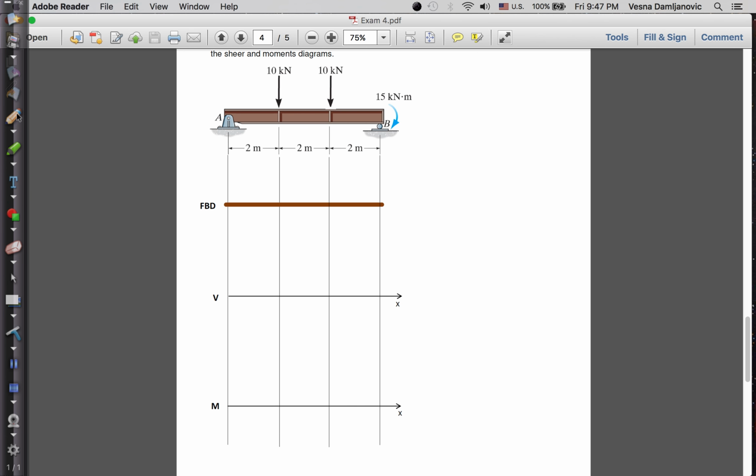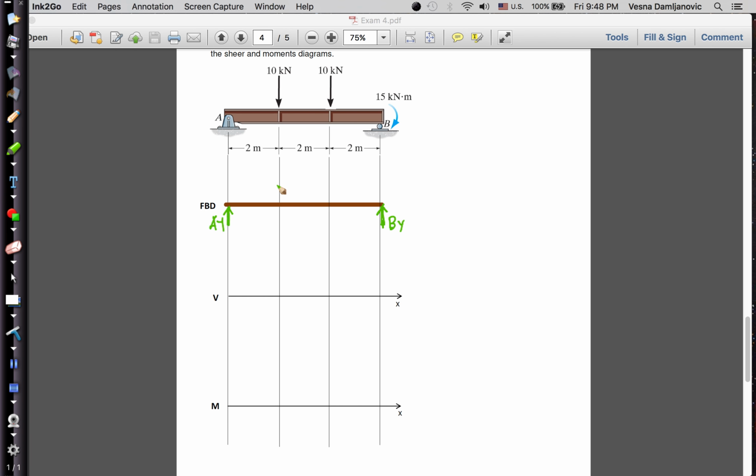Okay, so what do we have here? First, you have to do the free body diagram for the beam to find out the supports. So let's quickly do that. I can see from the loads that both the forces will be pointing up, and this is AY, and this is BY. And then I draw these two, and this is a 10, and must not forget the moment 15. And now this is a complete free body diagram. So now we can start solving it, okay?